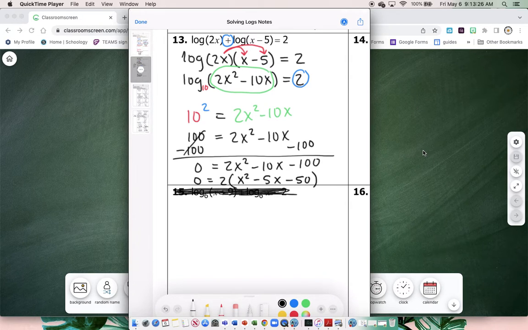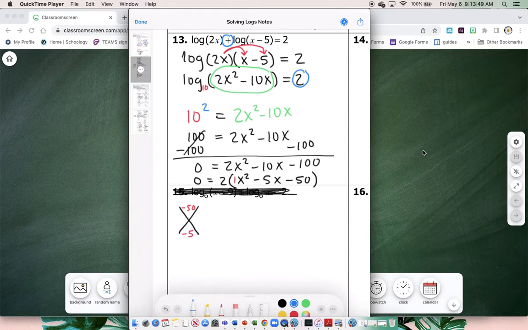Okay, now a is 1, which is great, so we could do the x method really nicely. If my a is 1, a times c is 1 times negative 50. That gives me negative 50 at the top, and b at the bottom, negative 5. Two numbers that multiply to get negative 50, but add to negative 5.